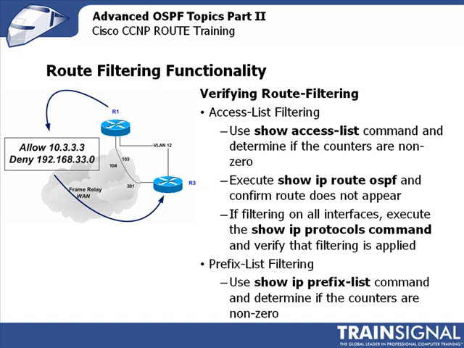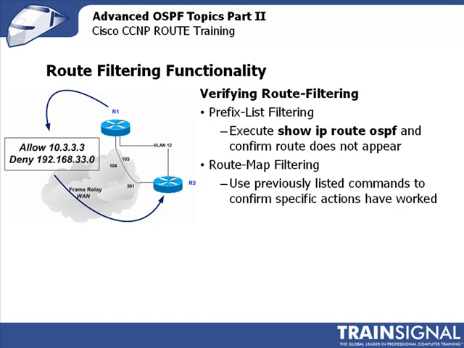For prefix lists, the same logic applies. Do show ip prefix-list. See if the counters are non-zero. Make sure the routes are missing from the routing table if they're supposed to be. And in route map filtering, it's the same type of logic.